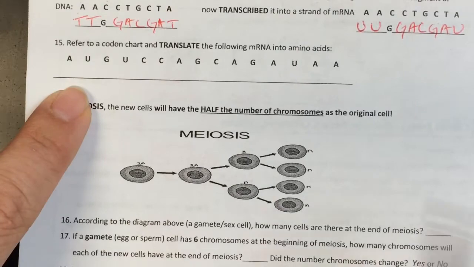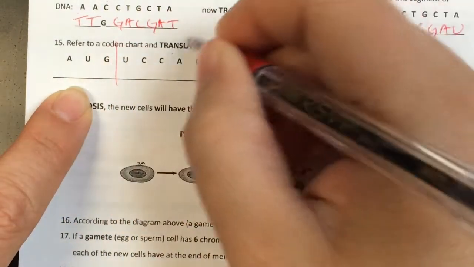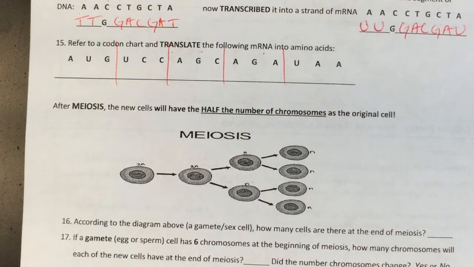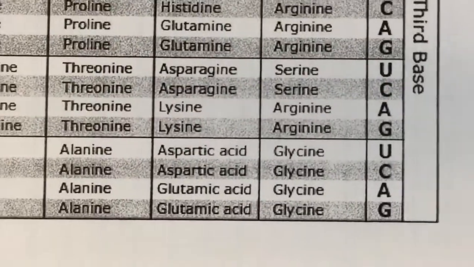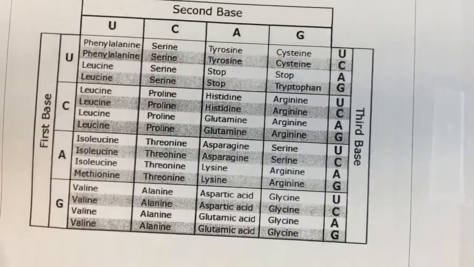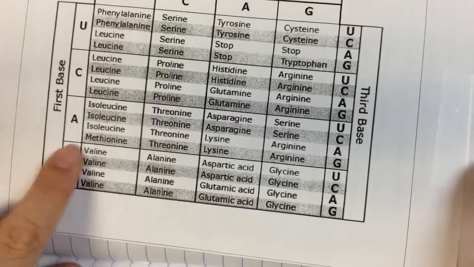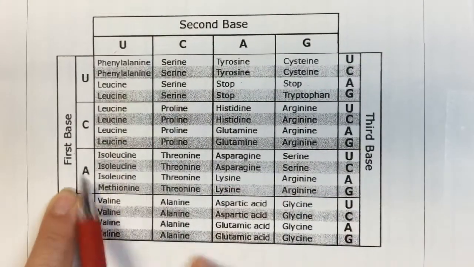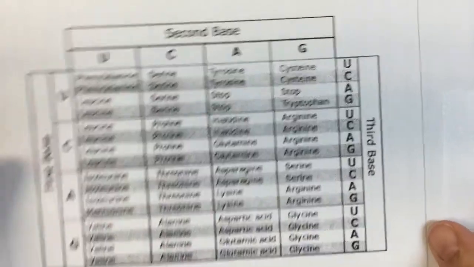Refer to a codon chart and translate the following mRNA into amino acids. So the first thing you're going to want to do is divide it into sets of 3, because we always read in a triplet codon. Then you're going to want to go to your handy dandy notebook, where you can find your codon chart. Just a reminder on how to read these codon charts. Our first one is AUG. Our first letter is A. Our second letter is U. So that means we're in this box. And our last letter is G. We see right here, third base, that is methionine.